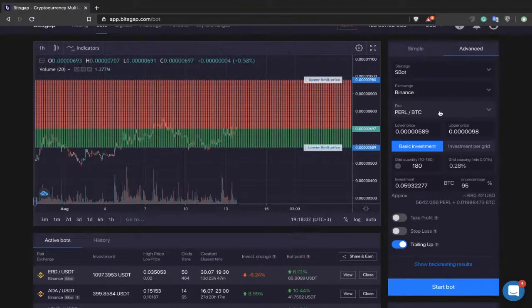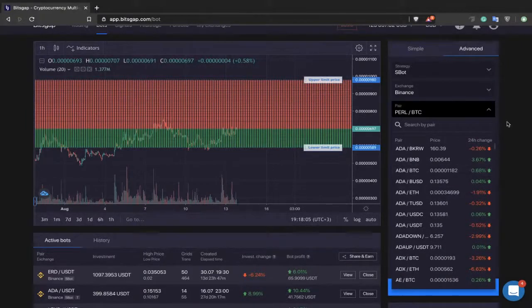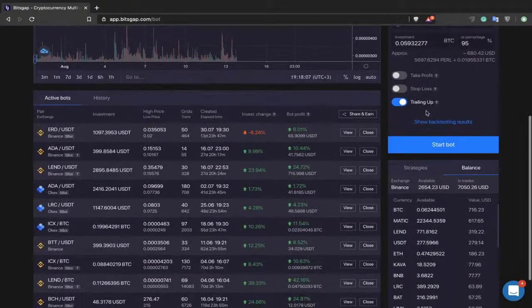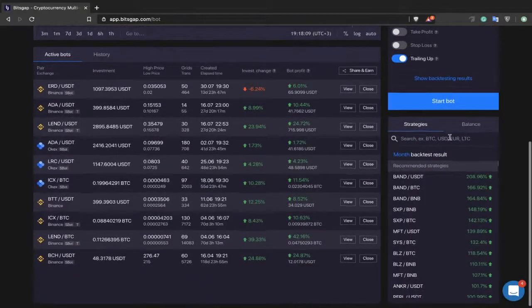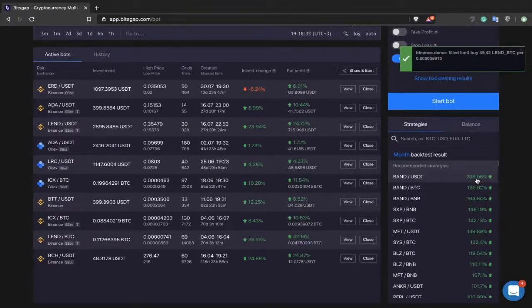And also here I can choose the cryptocurrency pair. And you might have noticed that below I have this strategies section, which is known as recommended strategies. So these are the cryptocurrencies based on the monthly performance. So it turns out that BAND trading to USDT is the top performer, as the bot profit for this one is 208, all right, for 1 month.